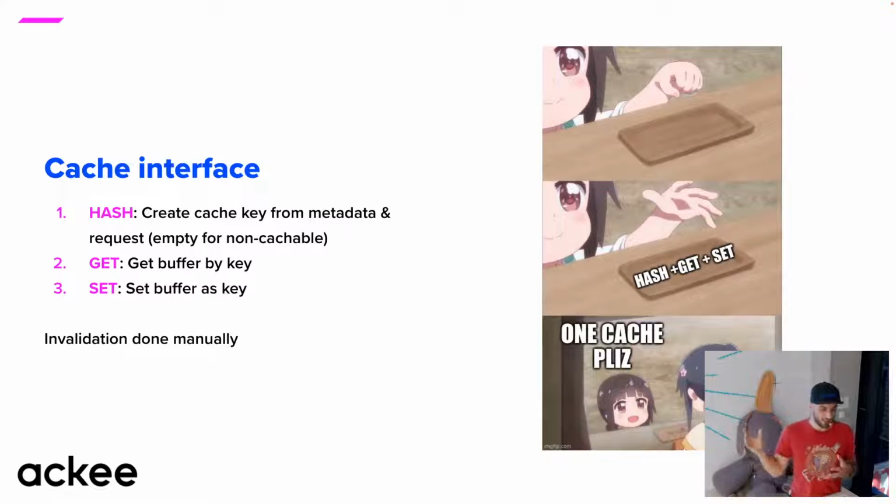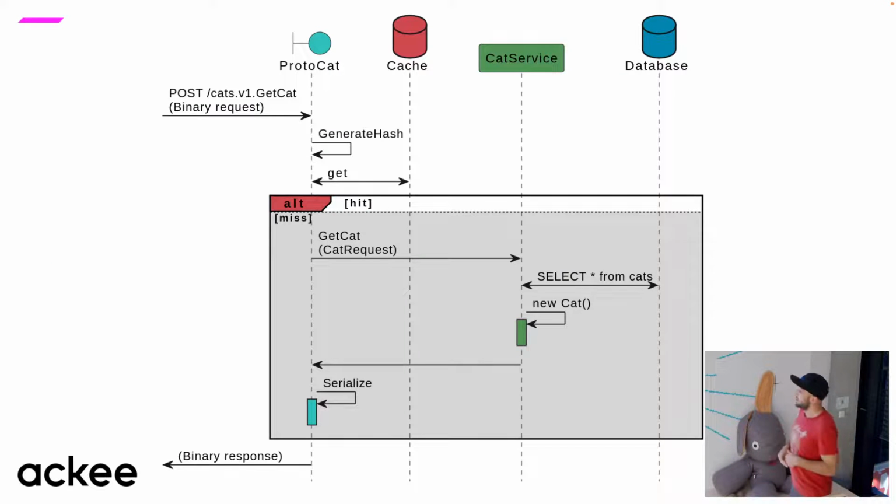And how does it look? By the way, the invalidation, again, good question. If you're interested in it, I can explain it deeply, but basically you need to do it manually. It's the short answer. How the communication looks after that is basically protocat handles the get request.